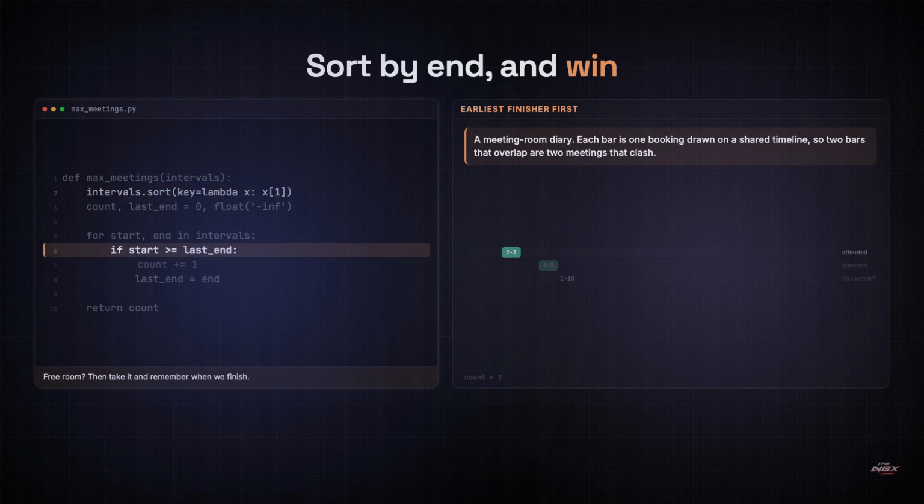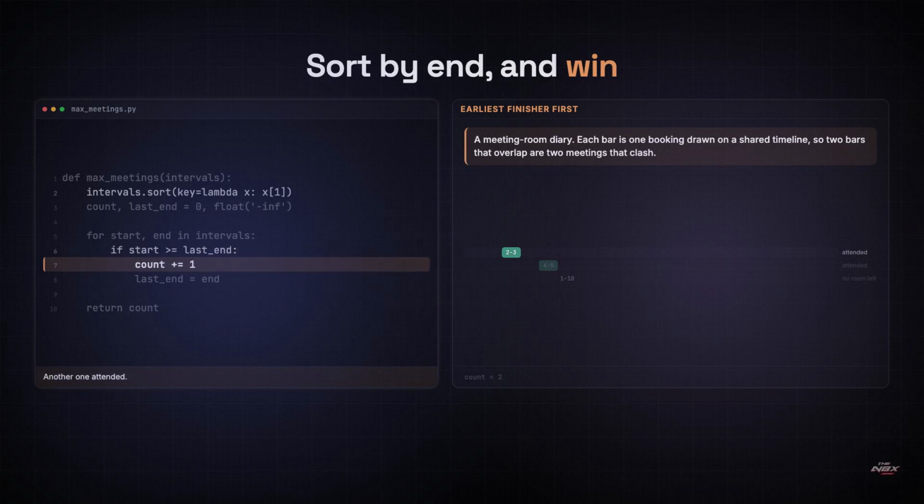Now the earliest finisher is 2 to 3, and we take it. Start is at least last end, so count goes to 1, and last end becomes 3. Next is 4 to 5. 4 is not before 3, so it fits, and count goes to 2. 1 to 10 finishes last of all, so it is considered last, and by then the room is busy. 2 meetings attended instead of 1, from changing a single character.